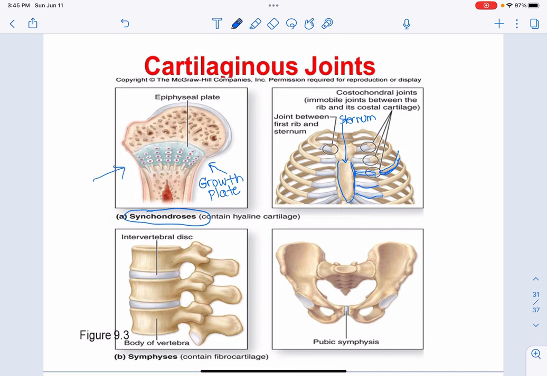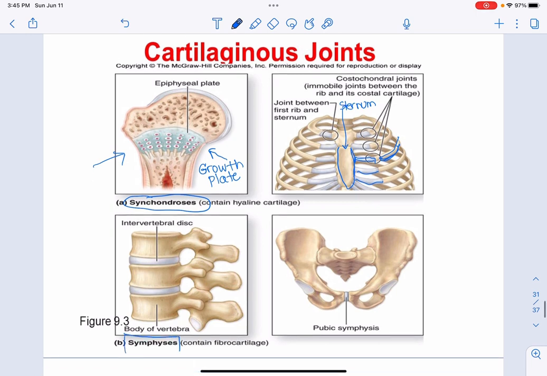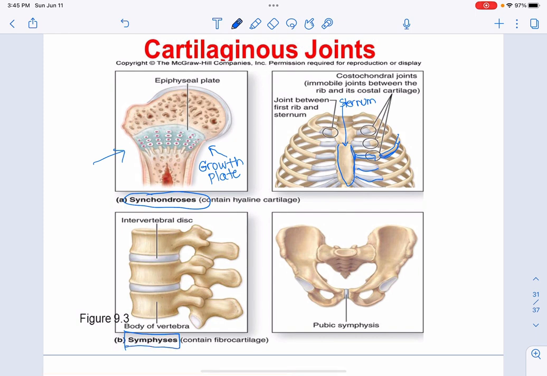And this is a situation where you're going to have fibrocartilage. So if you remember, up here is hyaline cartilage, and down here is fibrocartilage. So they're both cartilaginous joints. They're just using different types of cartilage to form the joint.